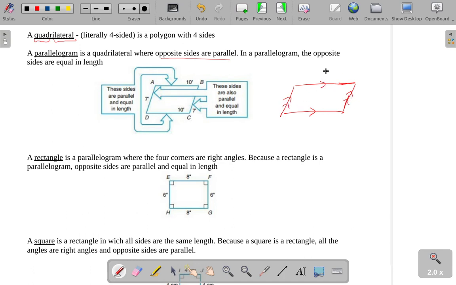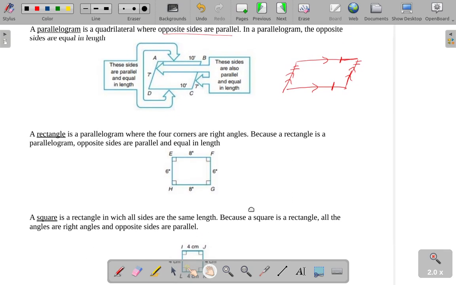So not only when we have a parallelogram, this side over here is the same length as this side over here. So not only are these parallel, but they also end up being the same length. And this side over here is the same length as this side. So opposite sides are equal in length.